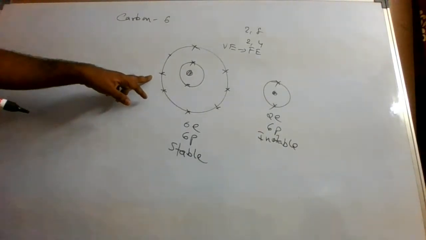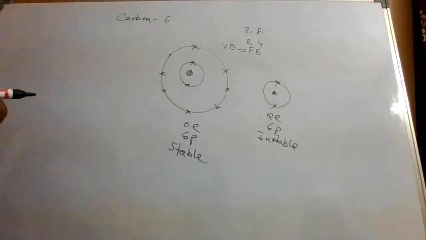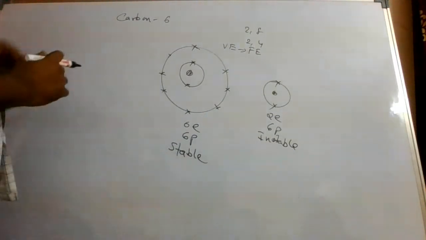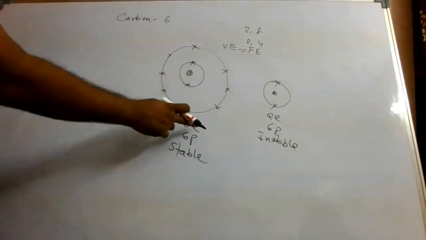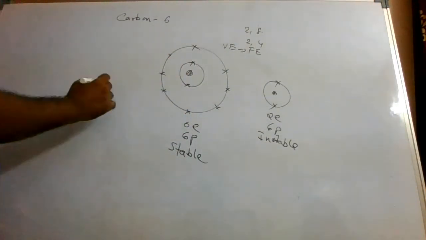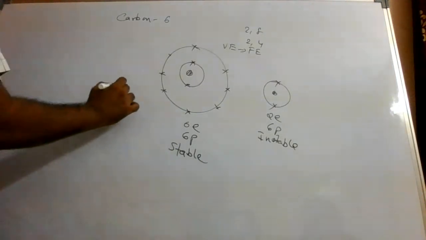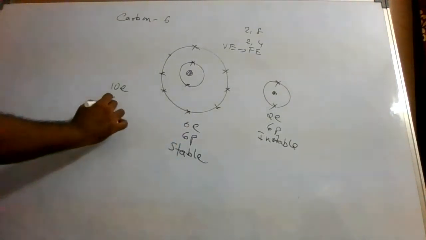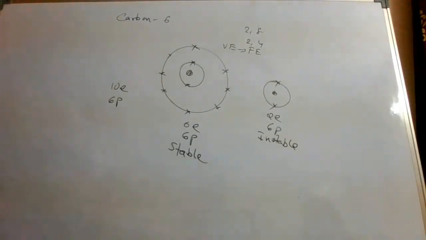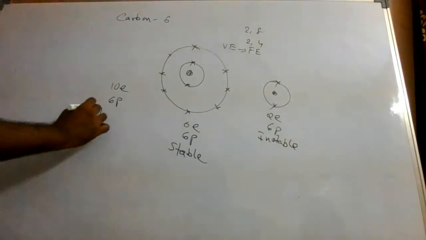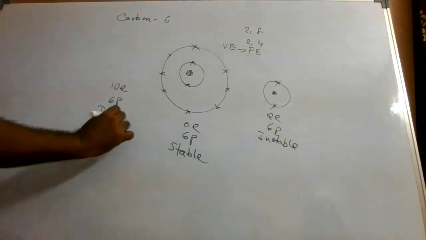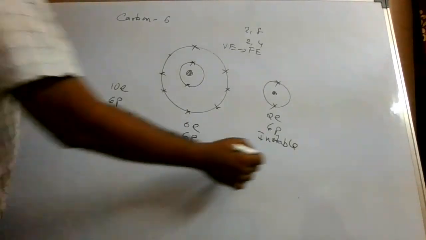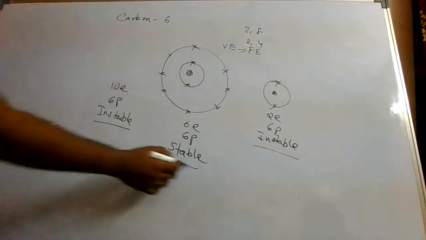Alright. But in this third situation, what will happen? How many electrons are there now? 8 electrons on the outer side, 2 electrons inside. Now it has got 10 electrons. But how many protons? 6 protons. Is it stable? It is unstable. This is also unstable. This is also unstable. Originally it was like this.